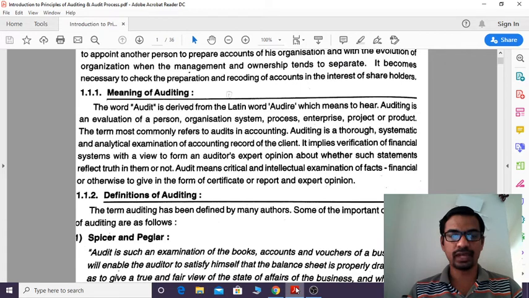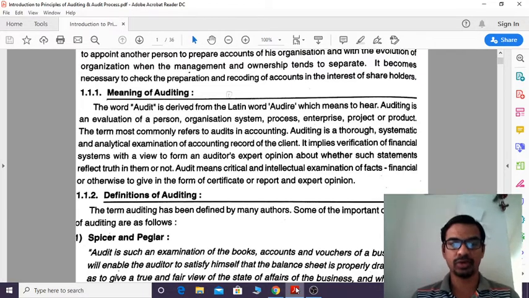Auditing is an evaluation of a person, organization, system, process, enterprise, project, or product. The term most commonly refers to audits in accounting. Auditing is a thorough, systematic, and analytical examination of the accounting records of the client. So in general, auditing starts when the work of accounting ends. Auditing is the next step of accounting.